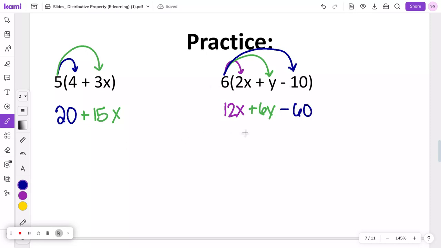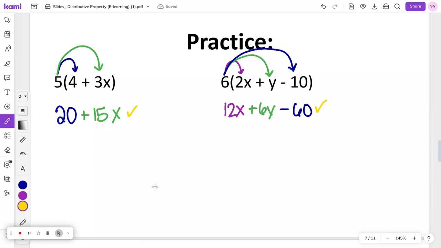For both of these problems, there's nothing we can combine. I can't combine a number with an x. I can't combine an x with a y, or either of those with a number. So both of these would be our final answers. They are as simplified as we can make them. There's one other example I want to go over in this video.